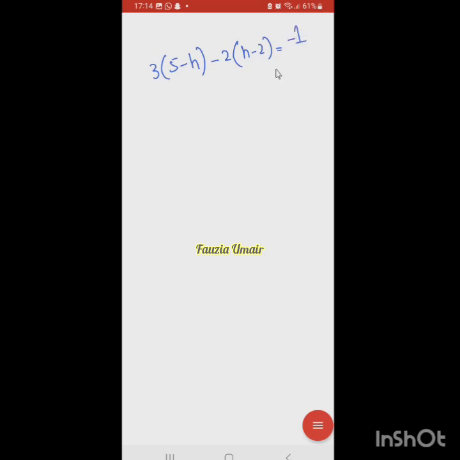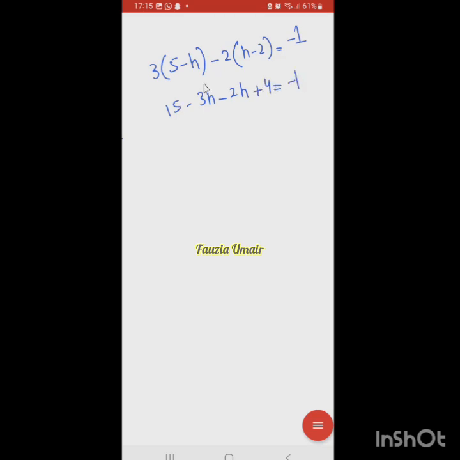So first of all, what should we do? We need to open the brackets, expand. Can you help me in writing, Abrish? What will this be if we expand it? 15 minus 3h. Right. So what will this be if minus 2 is multiplied inside? Minus 2h plus 4 is equal to minus 1. Very good.